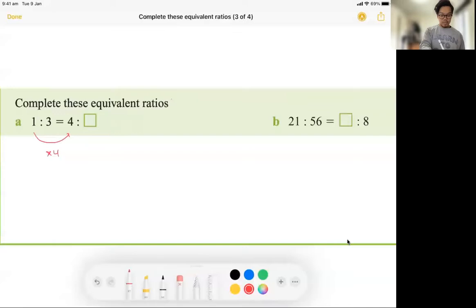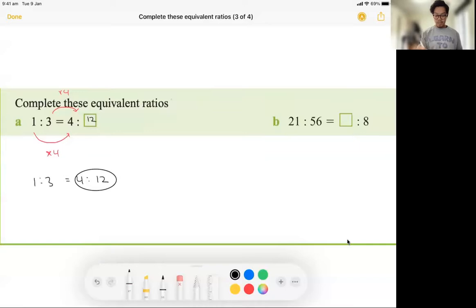And so take a guess. What do you think I'm going to do from that 3? I'm also going to multiply it by 4. So here I can see that 1 to 3 is also going to be the same as 4 to 3 times 4, which is 12. So that there would be our equivalent fraction. Right, so if you want, you can write 12 in the box. It's up to you. Okay.